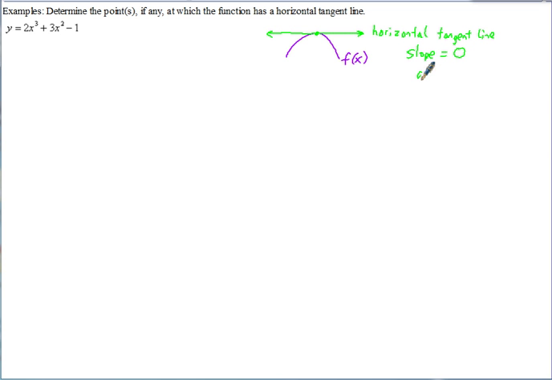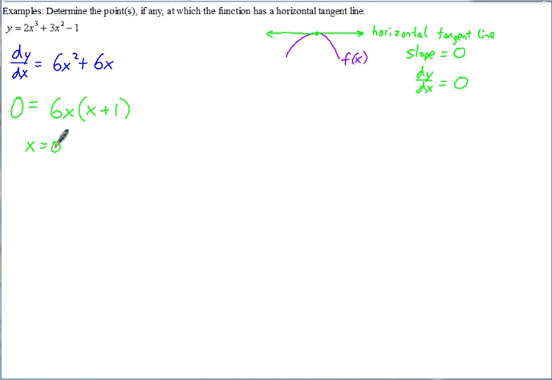Remember the calculus word for slope is the derivative. So here we would just want to set the derivative equal to 0. So let's find the derivative first, which is 6x squared plus 6x, and then set it equal to 0. Factor out the 6x, and you're left with x plus 1. So you get x equals 0 and x equals negative 1.